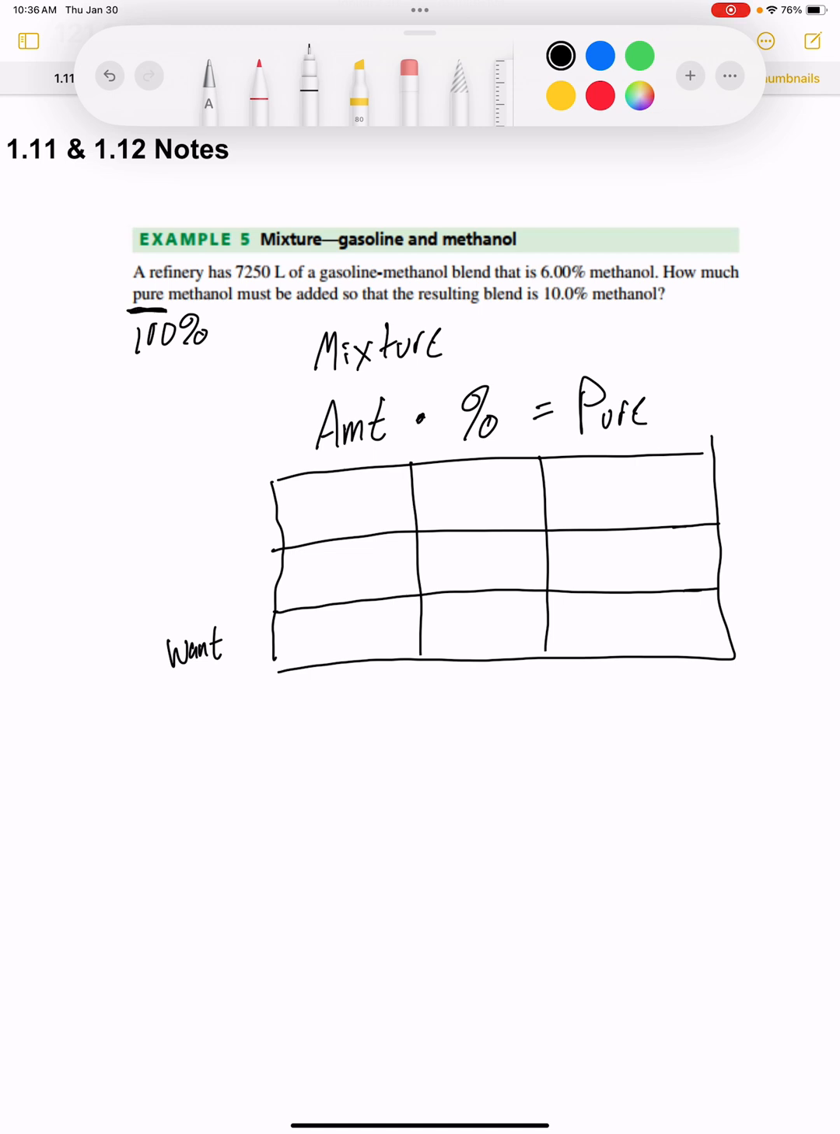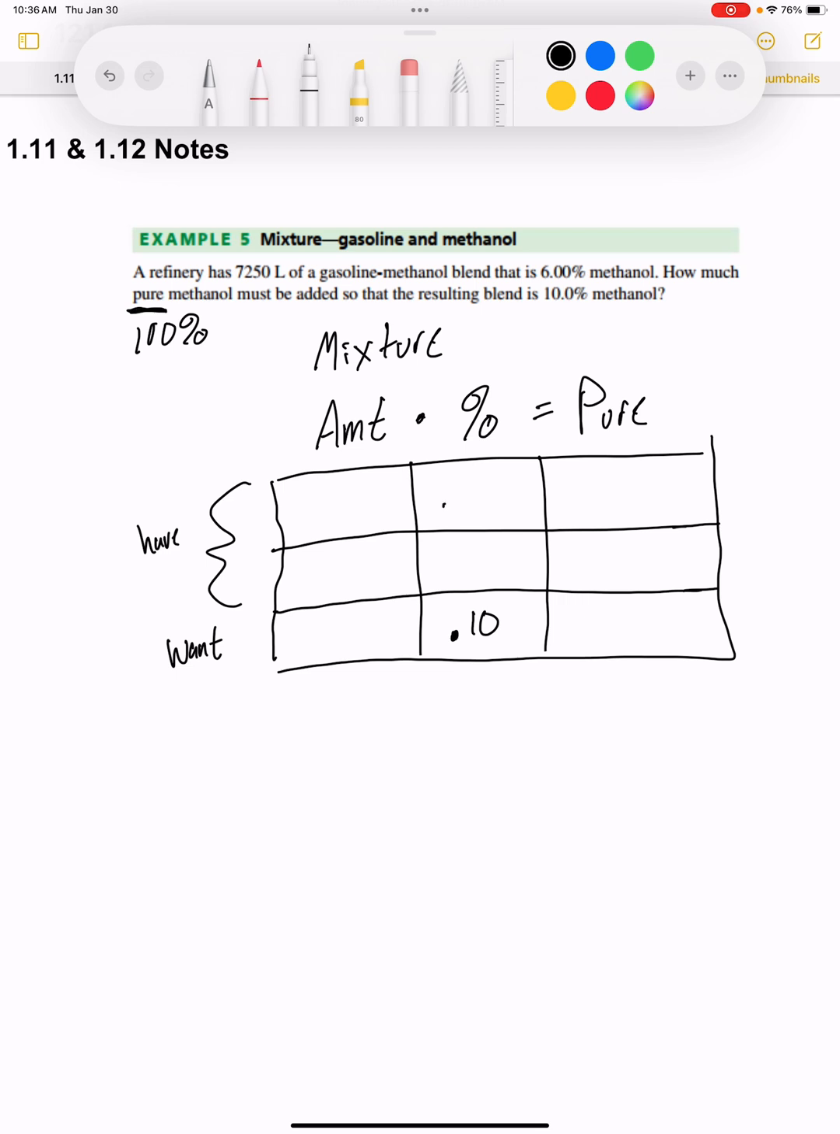So let's get back into this. What do we want? Well, we want it to result in a 10% blend. I don't want to write percentages, so I'm just going to convert it to a decimal. So that's what we want. Well, what do we have? These two things are what we have.